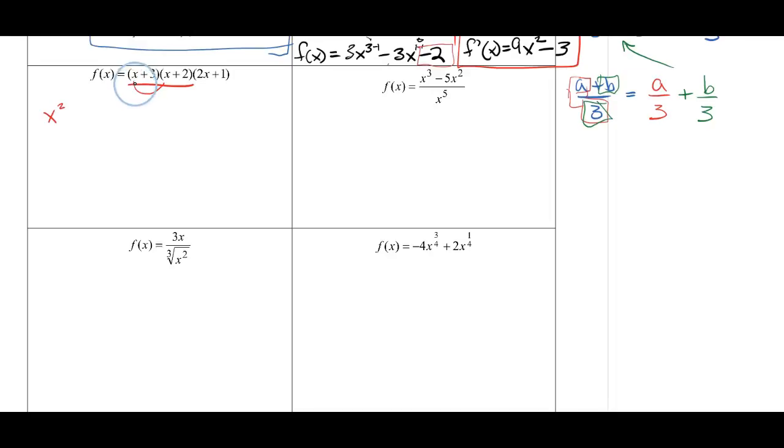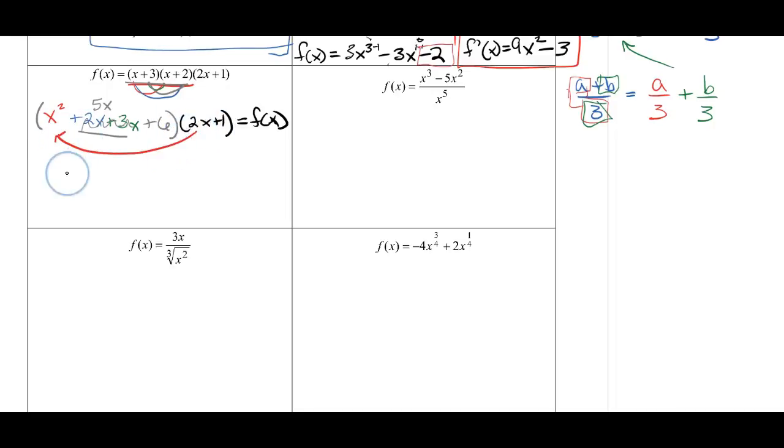x squared plus 2x plus 3x plus 6. That's these two give me all of this, and then that's still multiplied times 2x plus 1. And that's my function here. And we can go ahead and combine these two like terms, 2x and 3x, into 5x. Right? Now I need to distribute these two across my trinomial here now.